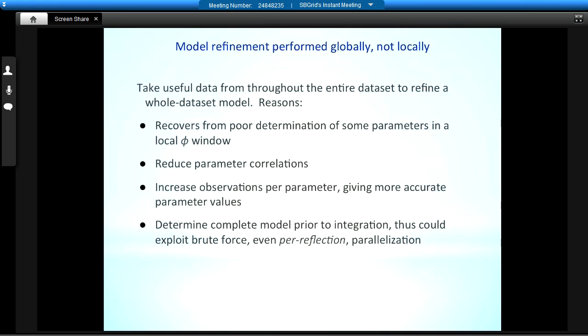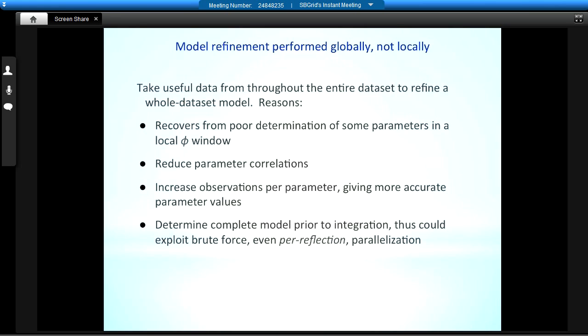Certainly, it allows us to increase the number of observations that go into the refinement of any given parameter, giving us more accurate values. And it goes along with our intention to be able to handle a lot of data at once. So we want to do things in parallel. We want to have a processor that has, for example, 64 CPU cores, or even a cluster of processors where we have hundreds of cores available.